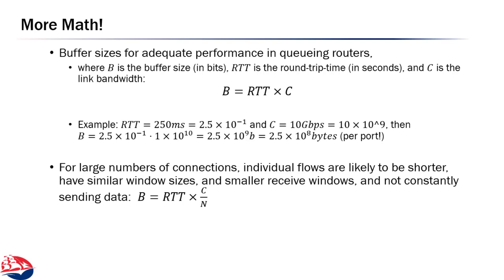For TCP connections, where it's a large number of connections, but the individual traffic flows are a lot lighter, then we can get away with smaller and smaller windows. And what we look at here is taking the number of connections as a denominator into the connection speed.